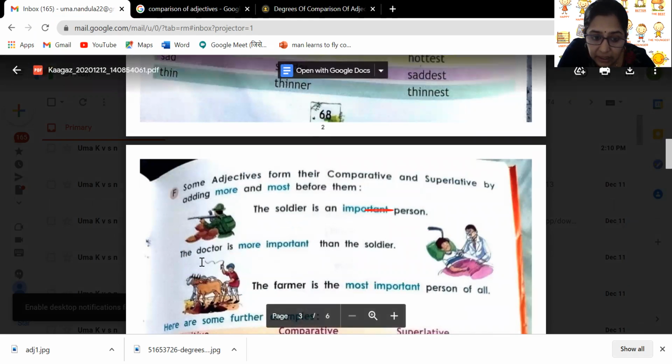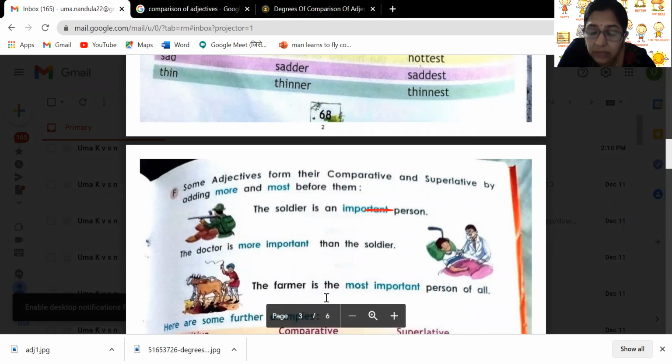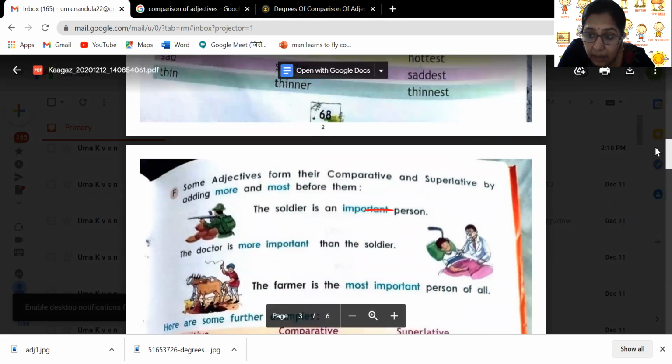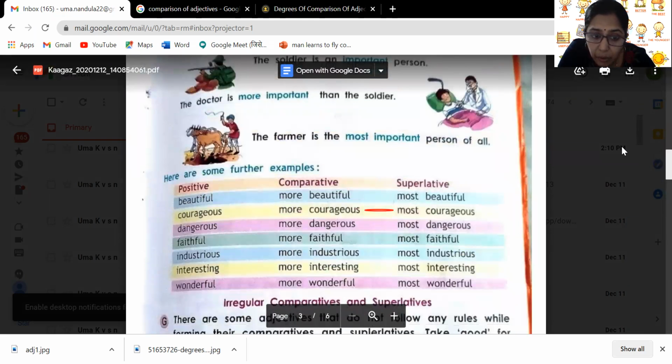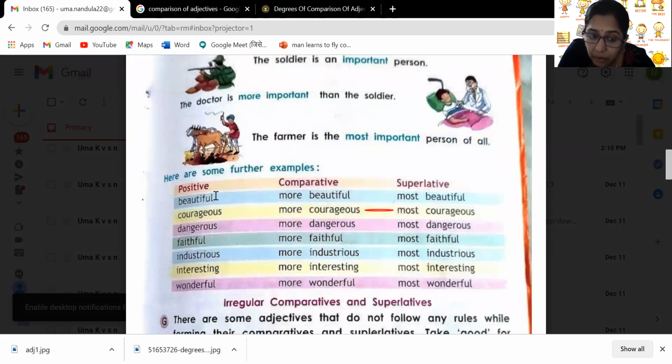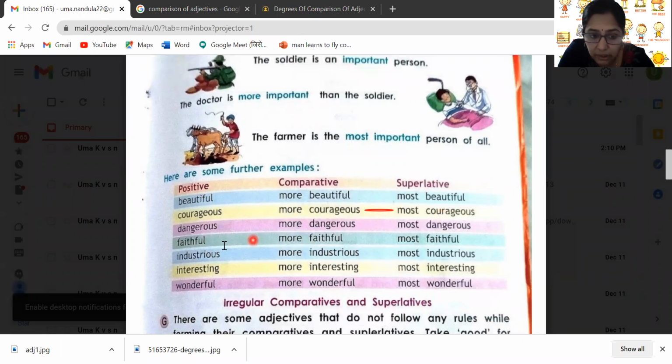So you can say like this, the doctor is more important than the soldier. The farmer is the most important person of all. So this way we use more and most. Let us see some other examples like this. Beautiful. You can't remove it and say beautifuler, beautifulest. It's wrong. Beautiful, more beautiful, most beautiful. And courageous, more courageous, most courageous.